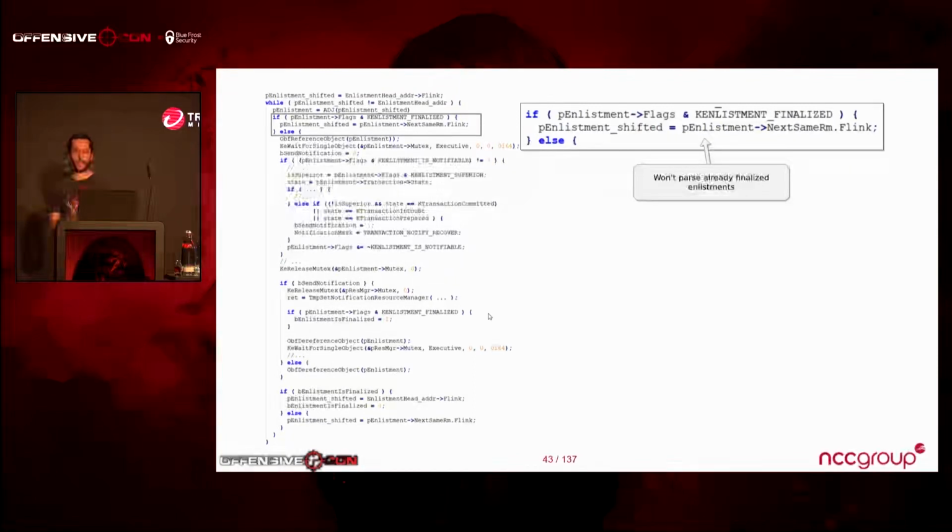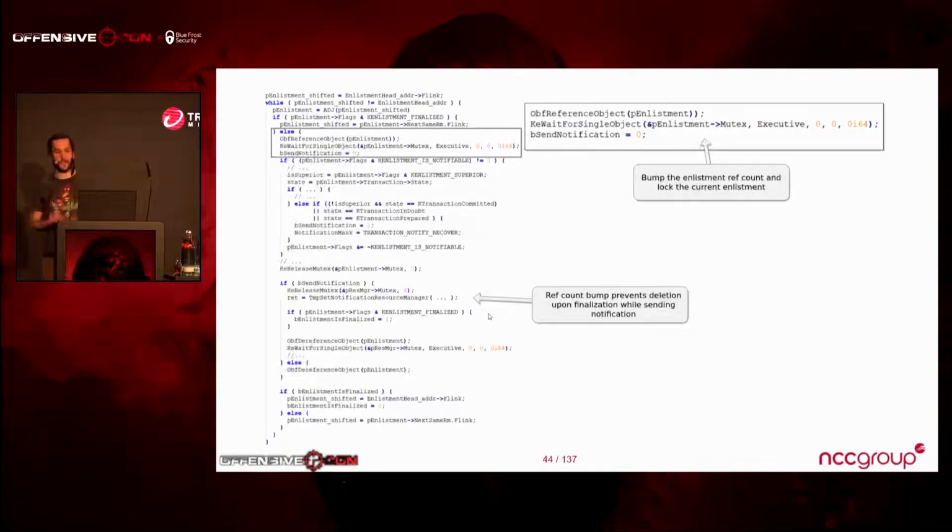The second thing it does is check if the enlistment has been finalized already. Because if it's been finalized, there's no need to send a notification, so we just skip it and continue to the flink. The next thing it does is bump the enlistment ref count, so the enlistment cannot be freed and we have a lock on the enlistment. The ref count prevents the free later when we send a notification.